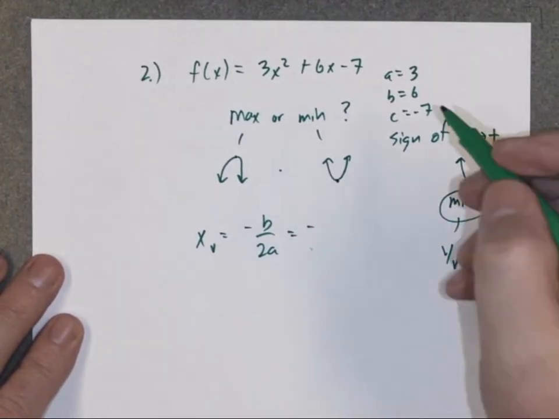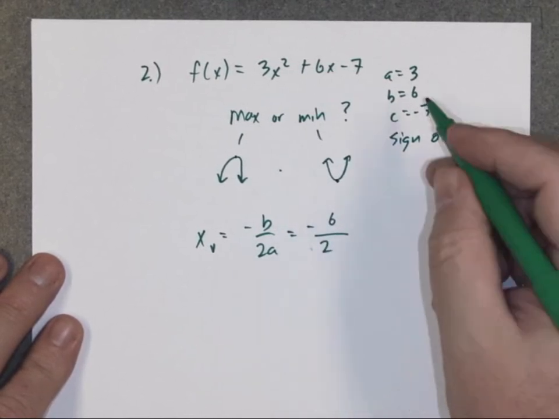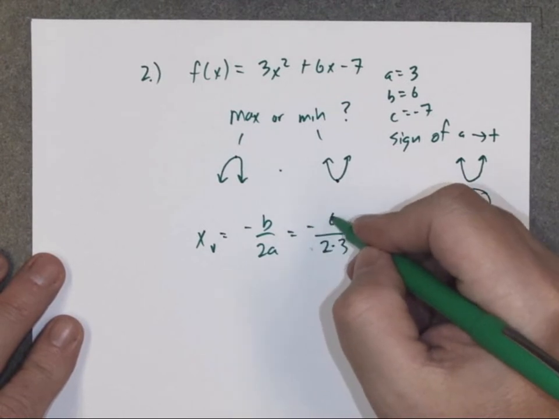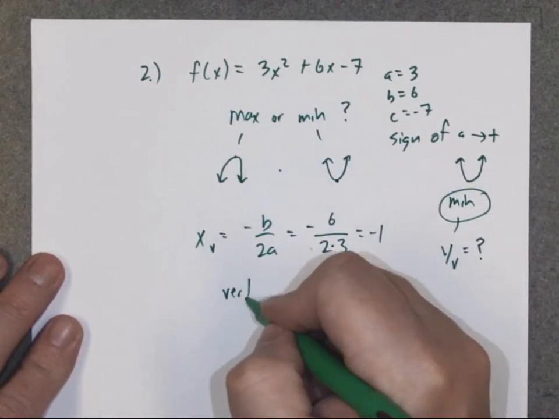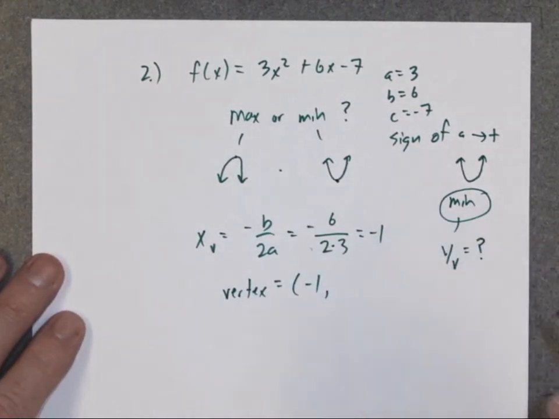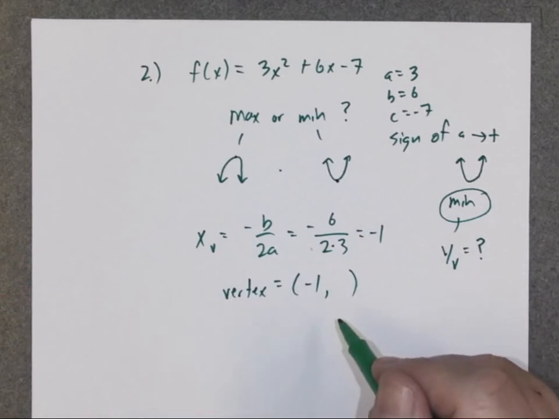Negative b, b is 6, over 2 times a, a is 3. Looks like it's negative 6 over 6. Looks like the x of the vertex is negative 1. Now let's go find the y of the vertex, because the y of the vertex is what they're calling the minimum value of the function.